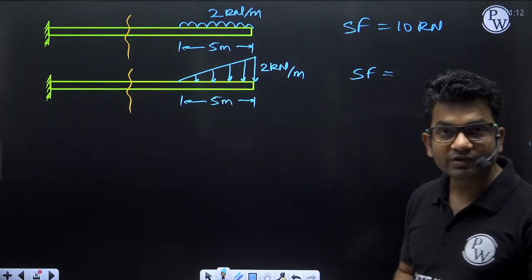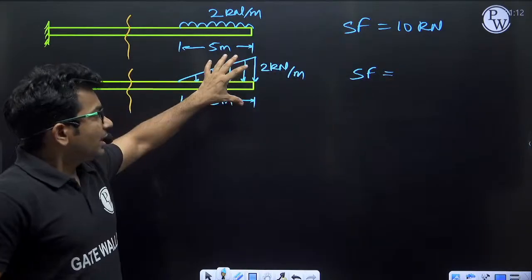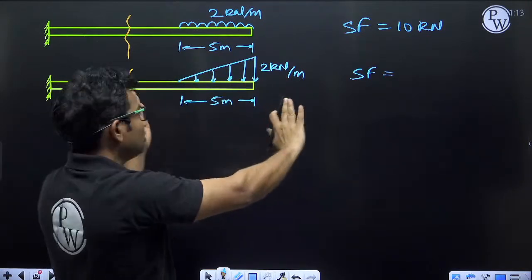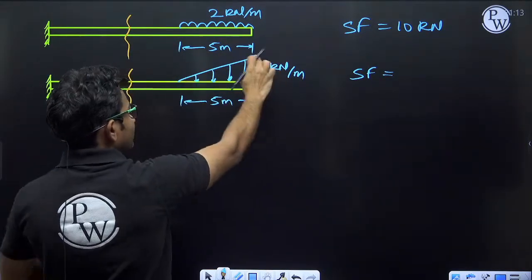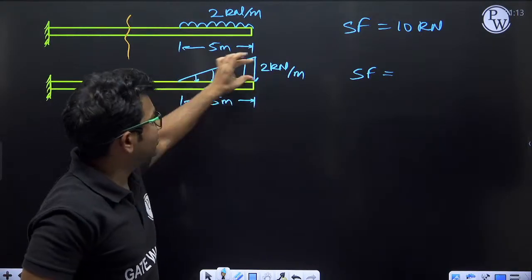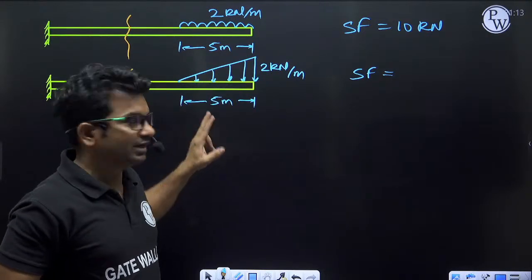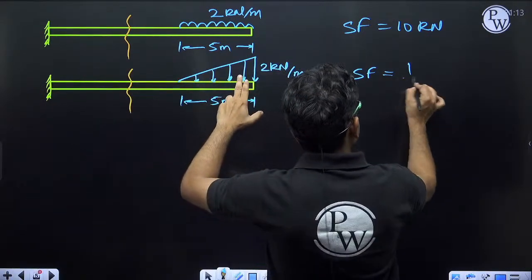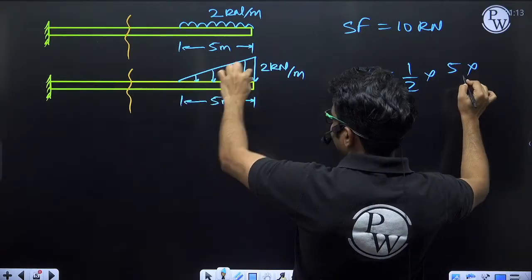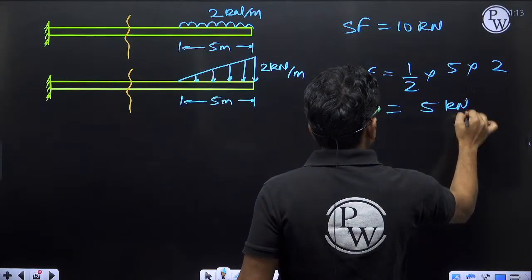Okay, so you have given answer 5. Very good. So here the shear force will be the total load on this side. What will be the total load given by the UVL? Total load will be the area of this triangle, which is half into base into height. Base is 5 meter, height is 2. So 5 kilonewton will be the answer.